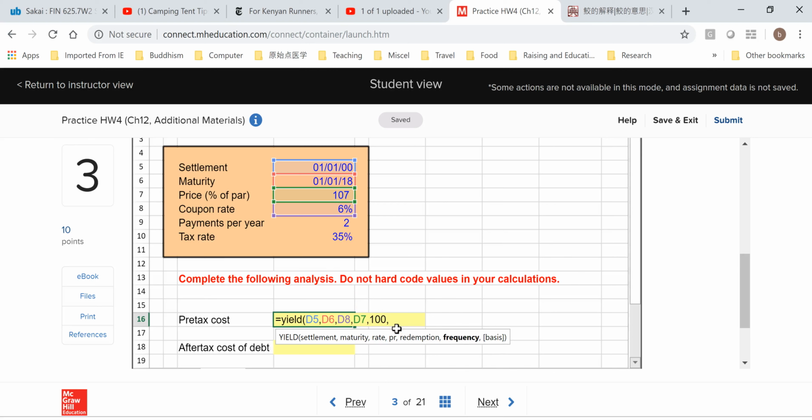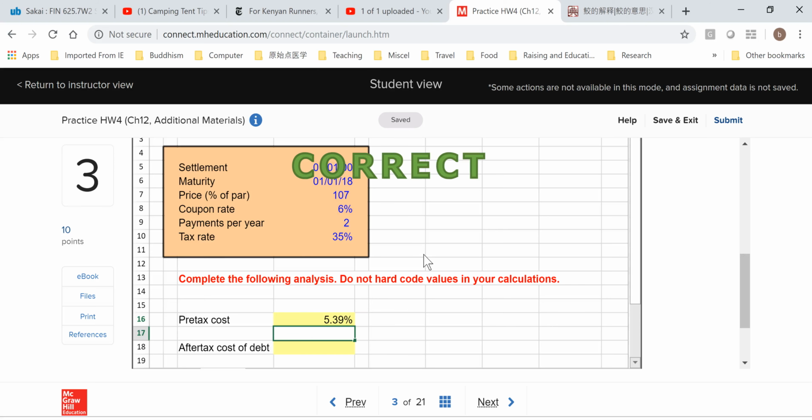So the next argument is the frequency. That means the payments per year. So just enter this D9, and I think we can finish this. Close this parenthesis, and so you can see this is correct. And this is the pre-tax cost of the debt, which is the yield to maturity.